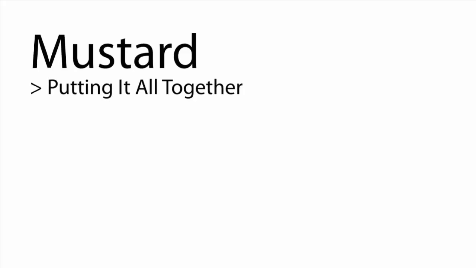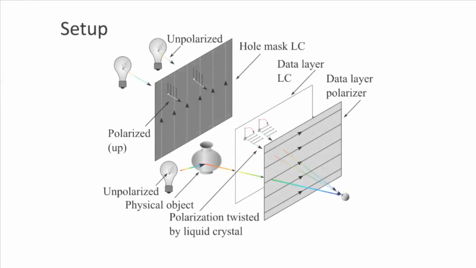A head tracking system needs to tell Mustard where the user's eyes are. This allows Mustard to generate the view for that user. This is a block diagram of Mustard. It shows how a physical object placed between the two LC panels will always be visible to all users. At the same time, the rear LC acts as a polarized light source so that the different data is visible to multiple users based on their spatial position.